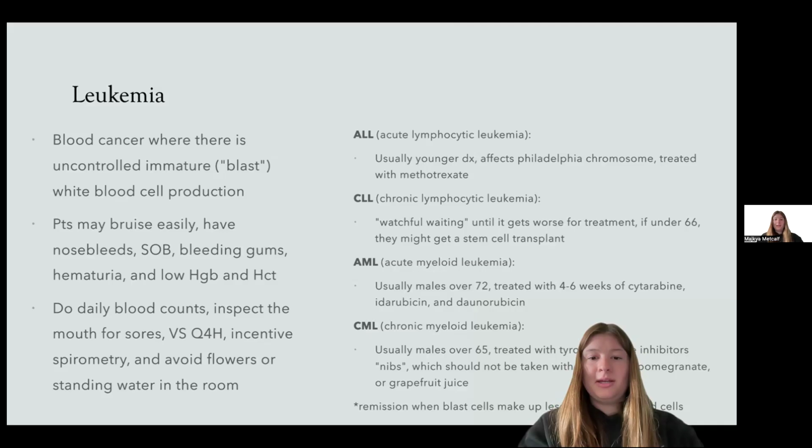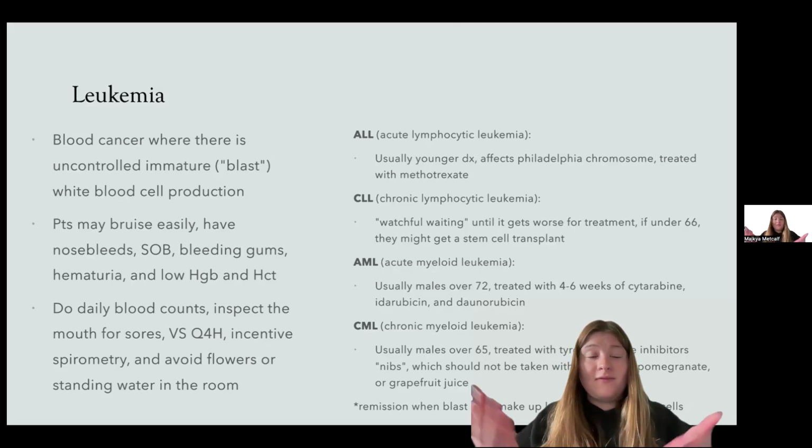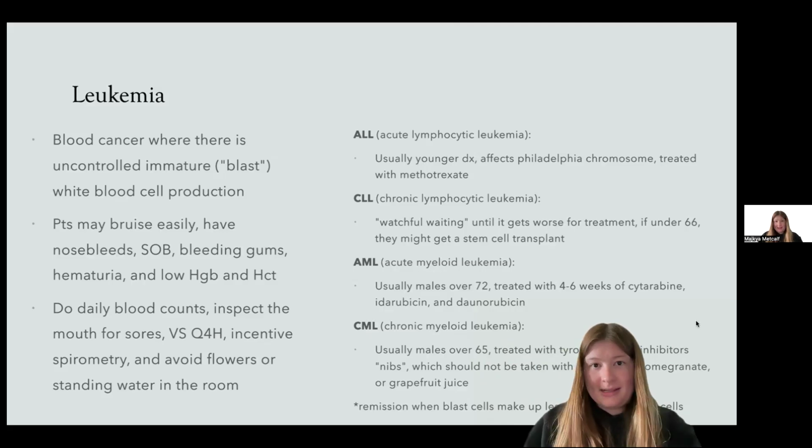Remission for leukemia is defined as when there are less than 5% of blast cells that make up all of the blood cells, less than 5% of them are going to be blast cells.